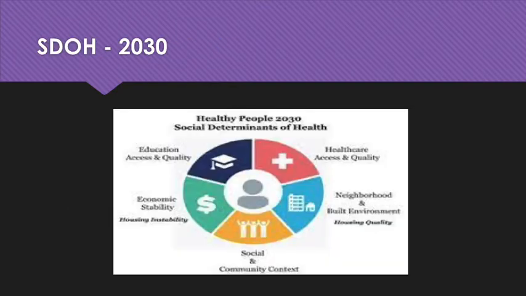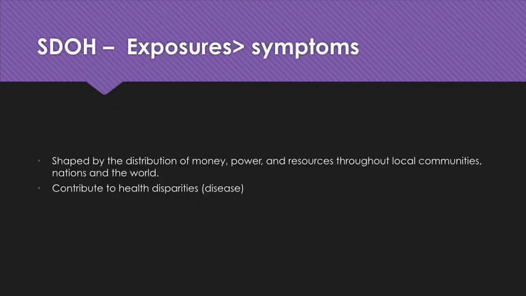In the Healthy People 2030 social determinants of health wheel, it shows how all of these factors, such as education access and quality, economic stability, healthcare access and quality, neighborhoods or the built environment, and also the social context, make up the social determinants of health. One way to think of social determinants of health is as exposures, which then lead to symptoms of the underlying disease, which is health disparities.